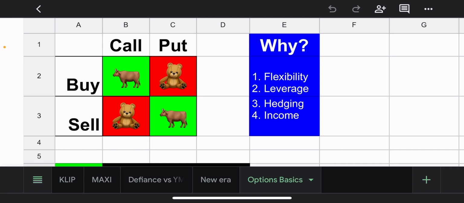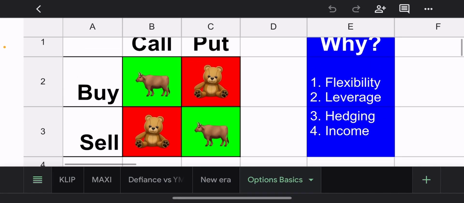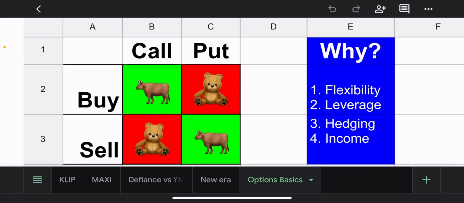So as you can see with this little spreadsheet and the colorful layout I provided, let me zoom in on this. There you go, nice and clear, right? When you buy a call, that is a bullish play, as you can see, the bull with the green background. When you buy a put, that is a bearish play. When you sell a call, that is a bearish play, as you know, being a YieldMax holder, probably most of you are. And when you sell a put, that is a bullish play.